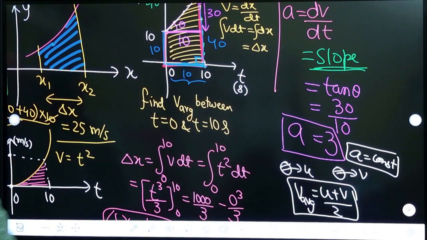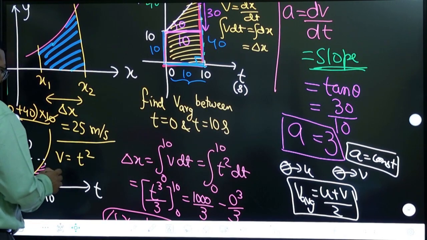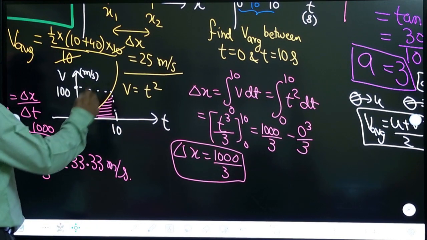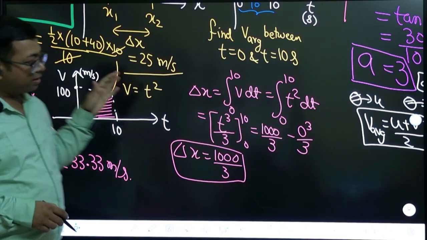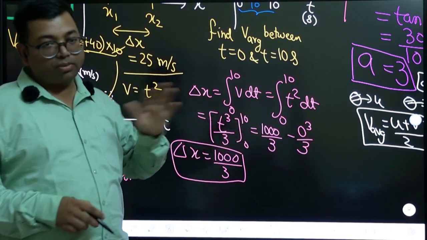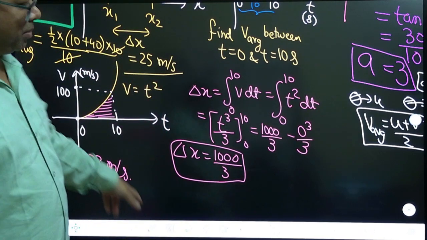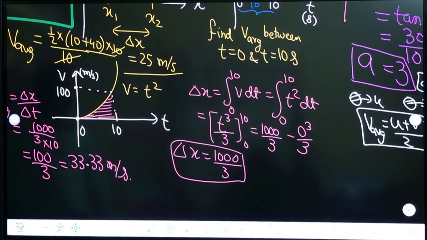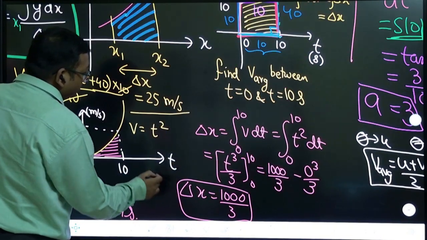Okay, now coming back to this question, this formula will not work in this case because the graph is a non-linear graph. It is not a straight line graph, so that formula (u plus v) by 2 will not work here. Why? Because you have to take area. Now area is integration you have to do. So that's what we have done. We got this 1000 by 3.